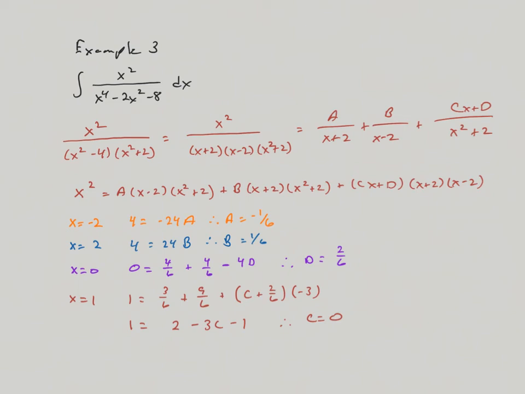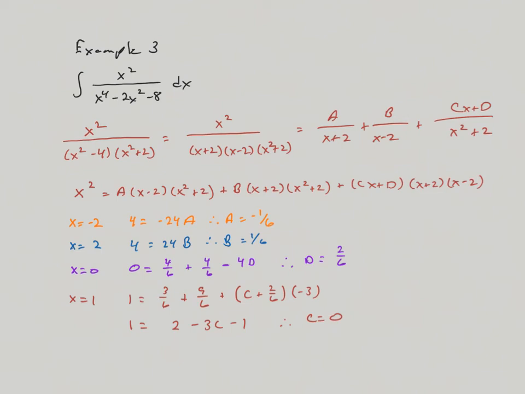When I do that, that's going to be a times that, well, the x squared will be 4, and then a times that will be a negative 4, and this will end up being a positive 6, so I'll get negative 24a. When I plug negative 2 in for x, this term is going to be 0, and same thing over here. So I get 4 equals negative 24a, and therefore a is negative 1/6.